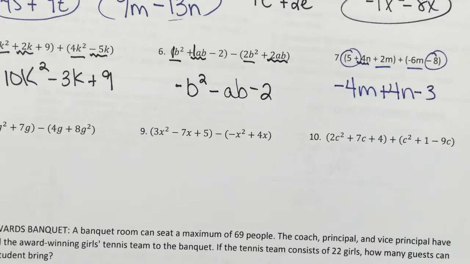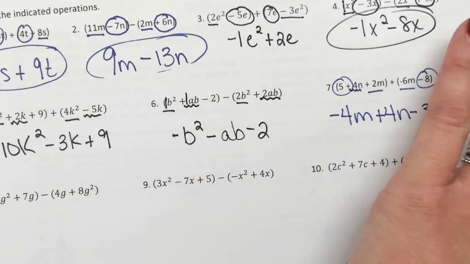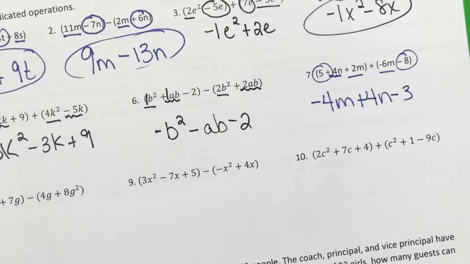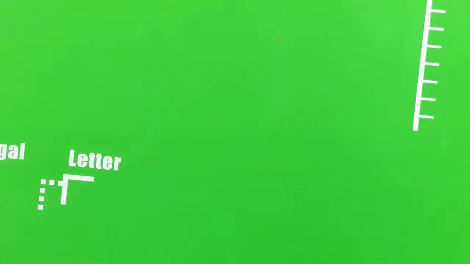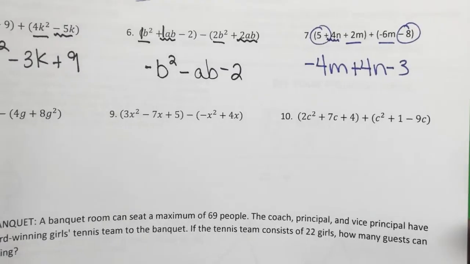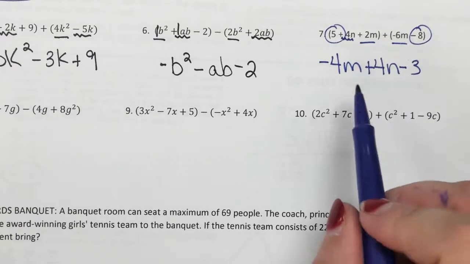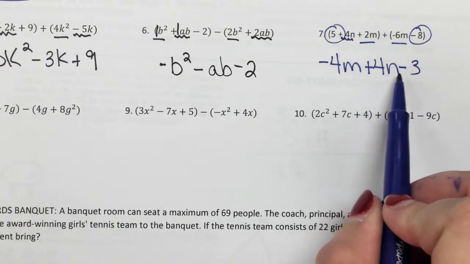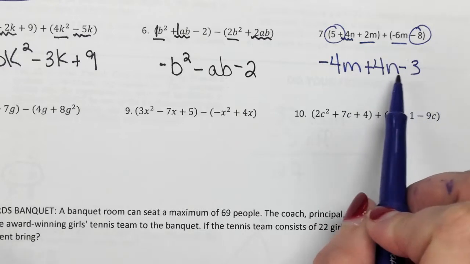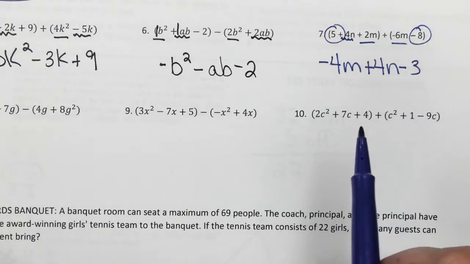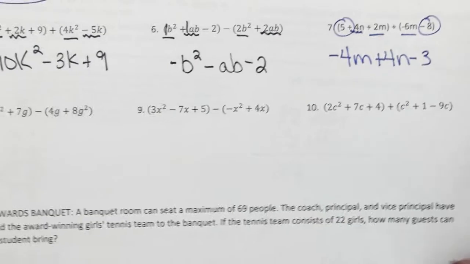Yes, sir? I got negative 3 and minus 4m. Is that still right? This one is in standard. Well, it's close to standard form. So you always want to put your letters in alphabetical order. But the one you have is not wrong, okay? I'll accept that on the test.